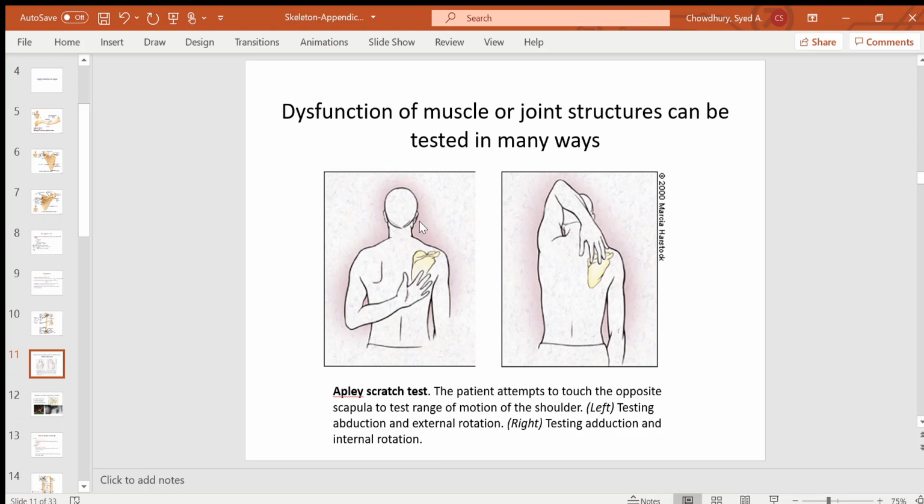The dysfunction of the muscles or joints in your shoulder can be tested in a method that is called Apley's scratch test. This is a very simple test. You can do yourself too. You have to scratch the back of your scapula of the opposite side.